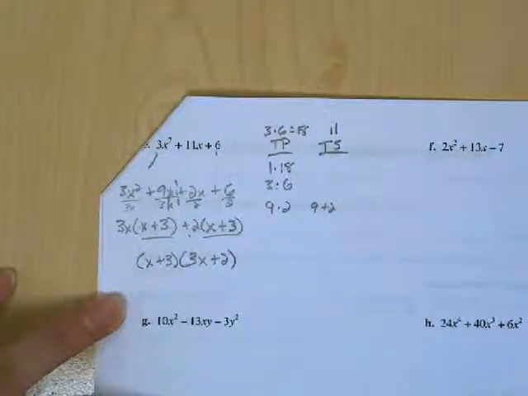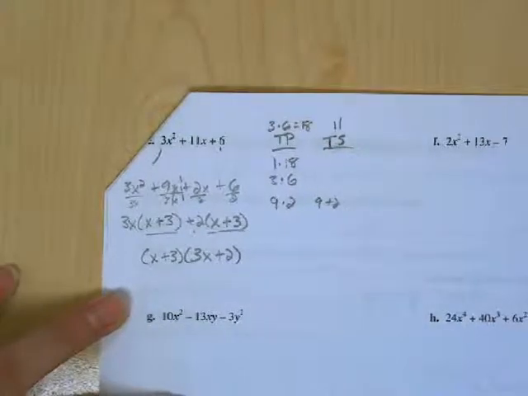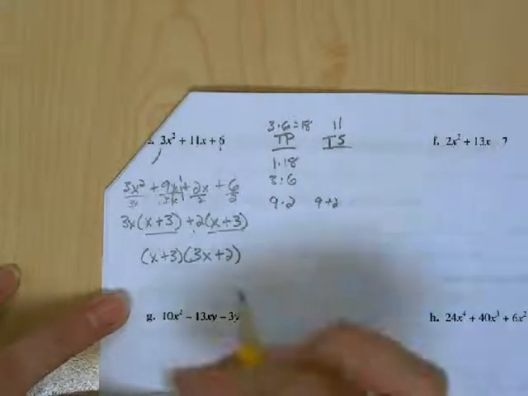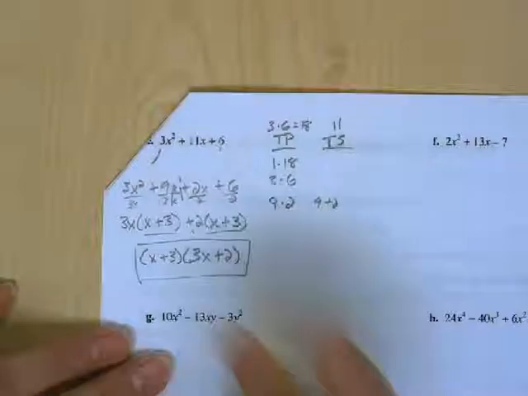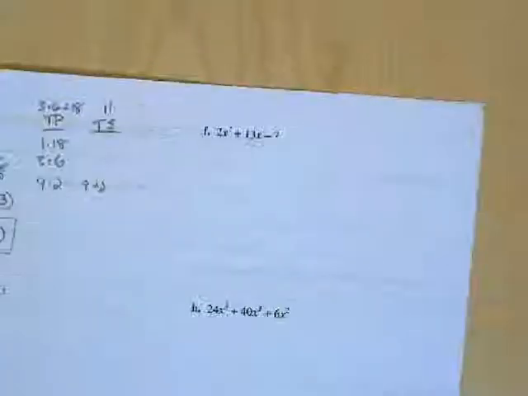X plus 3 factors out, left with the 3x plus 2. Same process over and over again. Okay, be careful. Make sure you're checking for your GCFs.